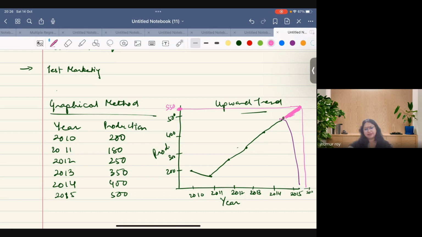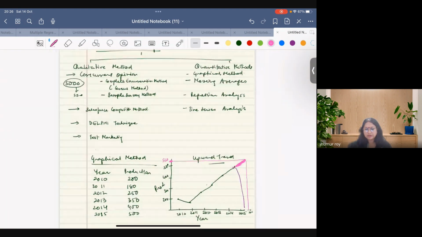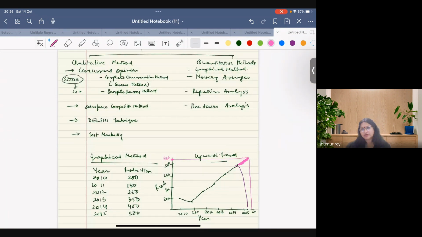Is everybody clear till here? So this is the first method. I hope this is clear. All the qualitative methods and the first quantitative method.